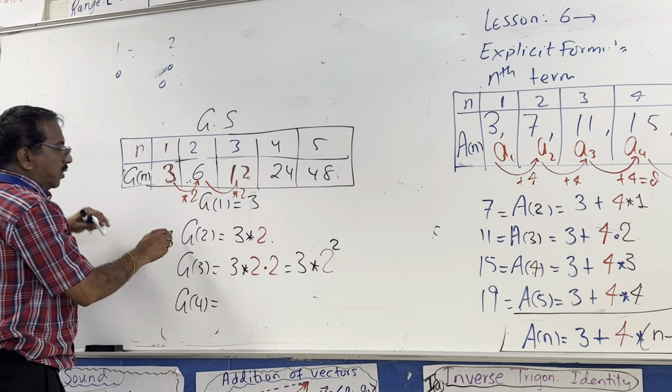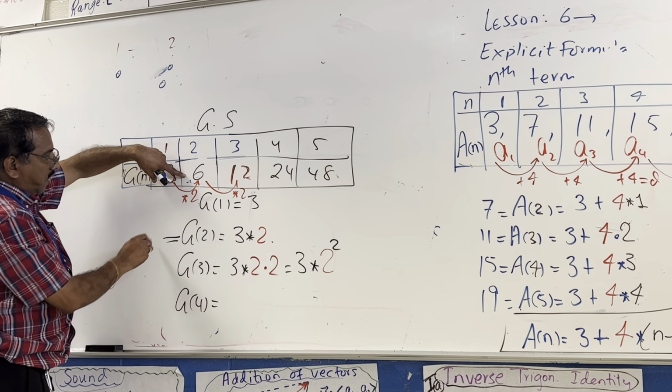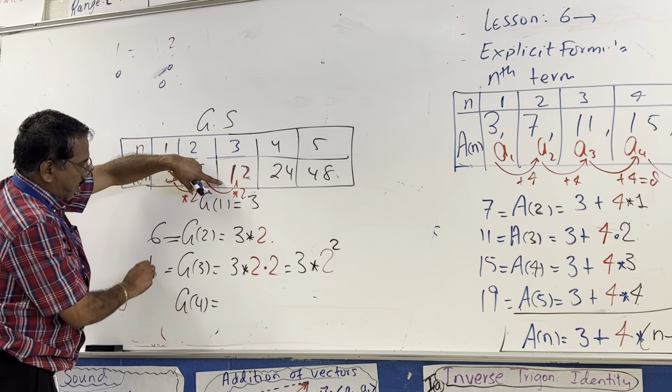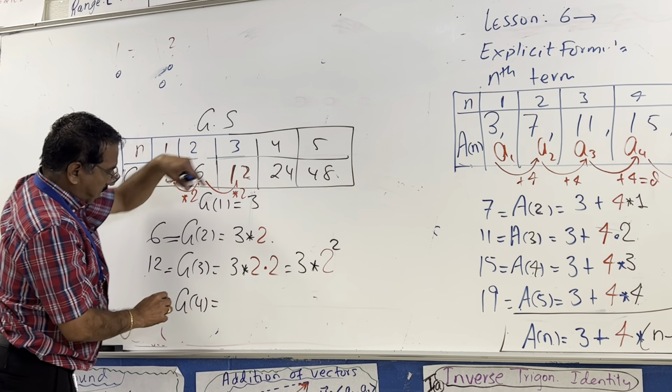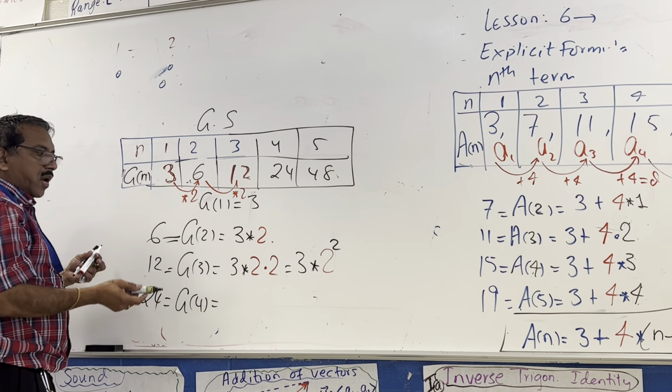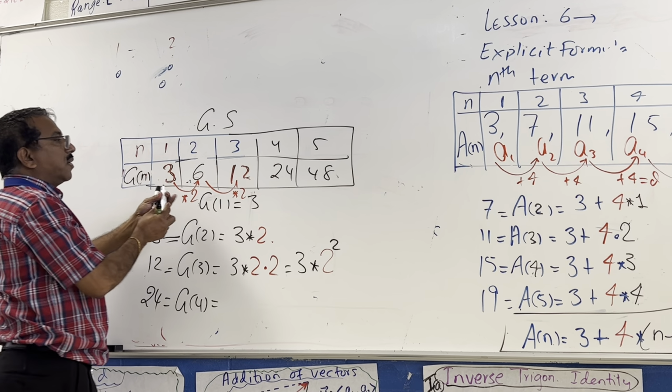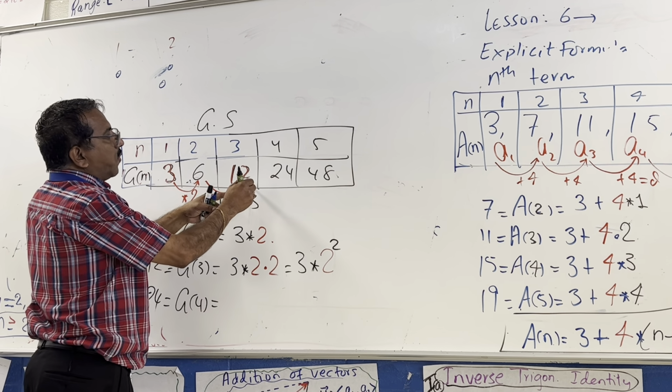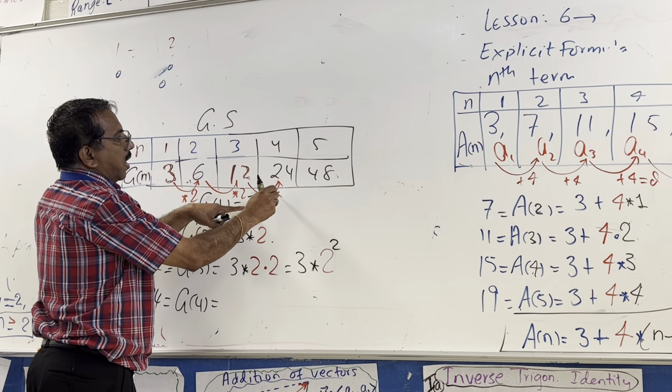Of course, you already know this. G2 is 6. G3 is 12. G fourth position is 24. How did you get 24 from 3? To get 24 from 12, you multiply by 2, right?